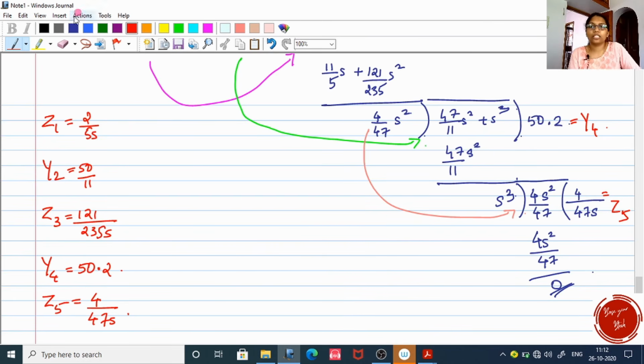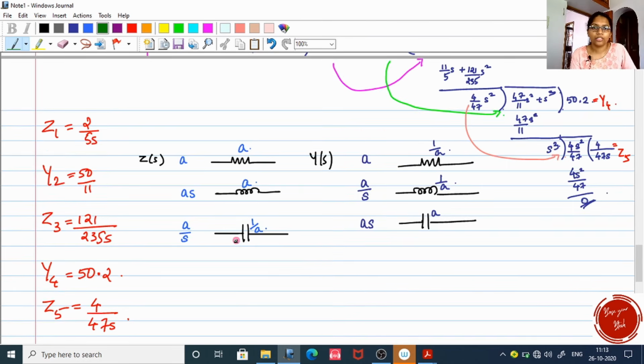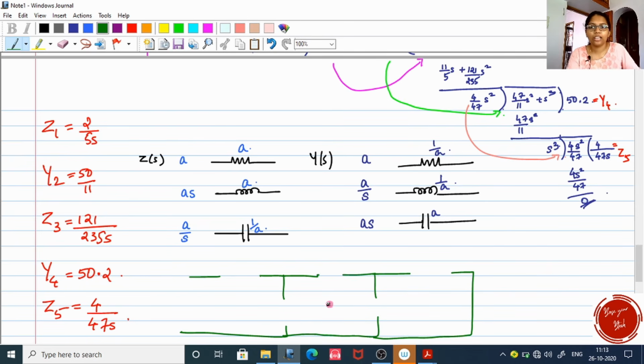Okay. Now let's compare this with the table. So this is the table. Now first let me draw the layout for this Cauer 2 form. That is, we have to start from a series connection. So a series connection, a parallel one, a series one, a parallel one. Since we have 5 elements, we need 5 gaps. 1, 2, 3, 4, finally the 5th gap. Ready?